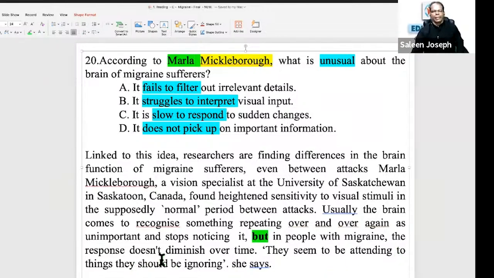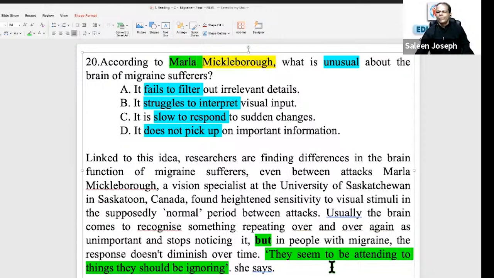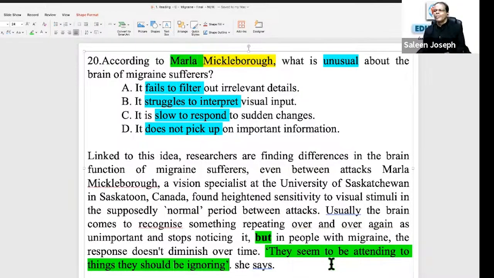But in people with migraine, the response doesn't diminish over time. They seem to be attending to things they should be ignoring. I said subject complements are not important. Ignore them. Subject complements are not important details. They are not relevant to find out your answers. So simply ignore the subject complements. Now this says they seem to be attending to things they should be ignoring. They seem to be attending to things that are not relevant.